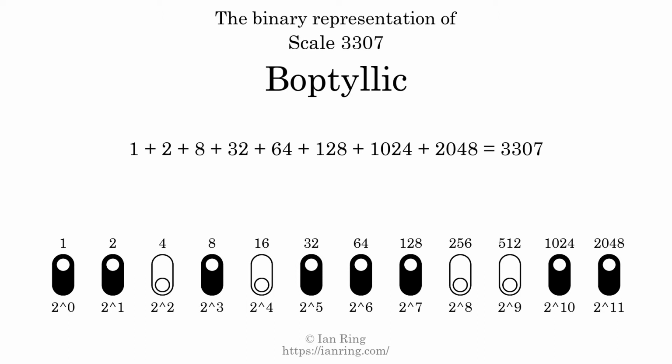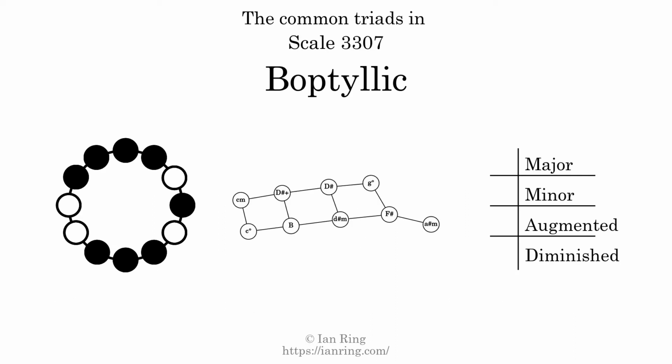The scale number not only enumerates the scale with a unique index, but it also literally describes the tonal content of the scale. Represented as a binary number in base 2, the scale number is 110011101011. Here are the common triads present in this scale.